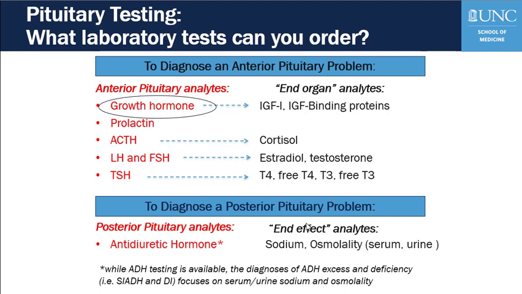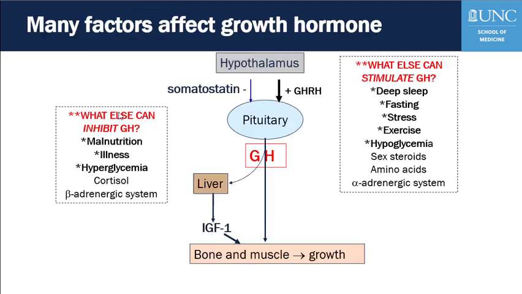But now let's focus specifically on testing of growth hormone and its adequacy or excess because it has several nuances that are unique. So many different factors affect growth hormone levels in normal individuals and on a daily basis. So here's a basic cartoon with the hypothalamic pituitary axis that we've reviewed earlier. And so stimulating factors for growth hormone are shown on the right, and they include deep sleep and stress and exercise, low blood sugar, and other factors.